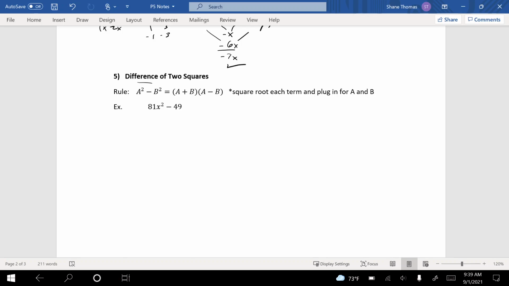What's the square root of 81x squared? 9x. What is the square root of 49? 7. Okay, now those 2 are going to be my a and b terms. That's my a and b, 9x and 7. So just plug it into a plus b, a minus b. So 9x plus 7, 9x minus 7. Boom. Done. Questions on that one? Really quick.